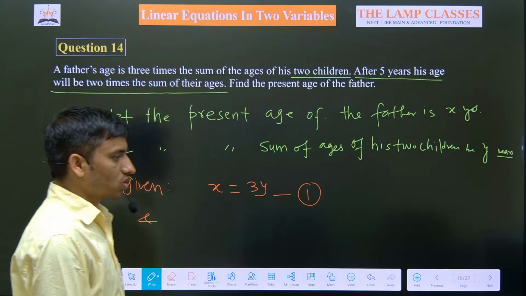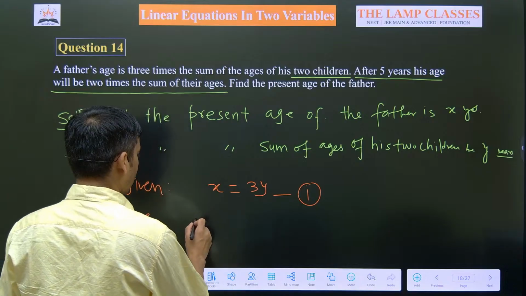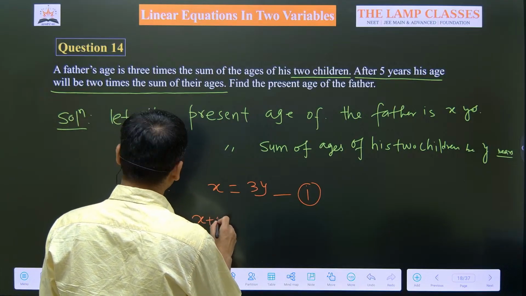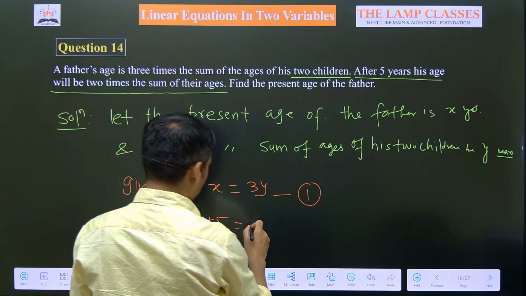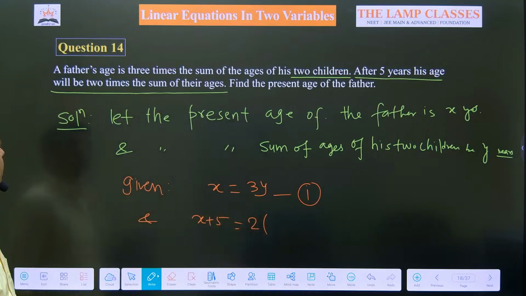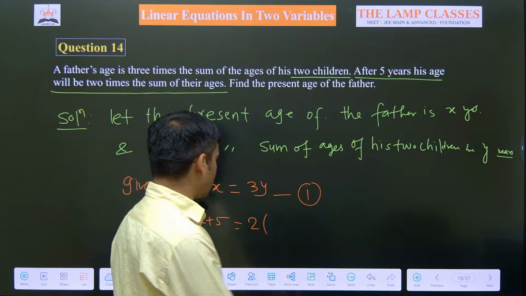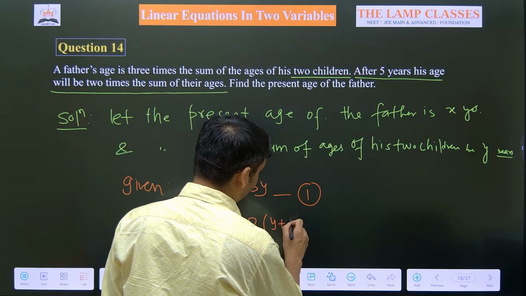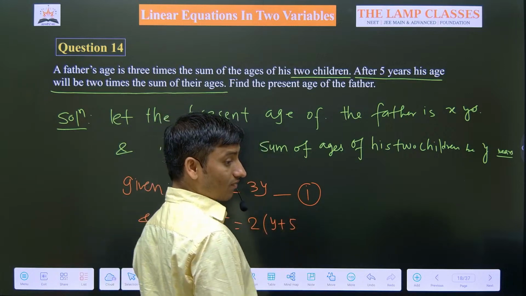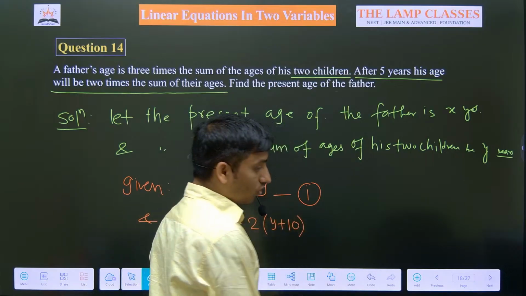And after 5 years, what will be the age of the father? It will be x plus 5, right? That is 2 times the sum of the ages of these 2 children after 5 years. So there are 2 children, guys. It will not be just y plus 5. It should be y plus 5 plus 5, so y plus 10 actually. Here you have to take care.